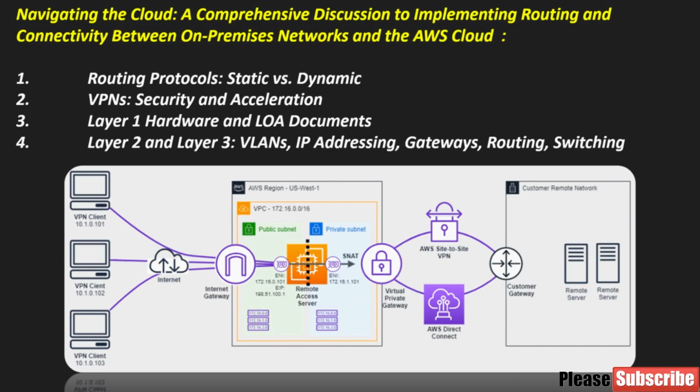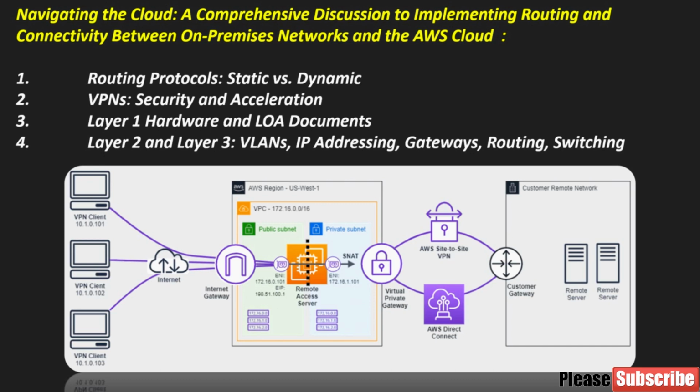Navigating the cloud: a comprehensive discussion on implementing routing and connectivity between on-premises networks and the AWS cloud. In the ever-evolving landscape of cloud computing, businesses are increasingly leveraging the power of services like Amazon Web Services to enhance their operations. One critical aspect of this migration is establishing robust connectivity between on-premises networks and the AWS cloud. In this lecture, we will discuss some of the key considerations and best practices for implementing seamless routing and connectivity.